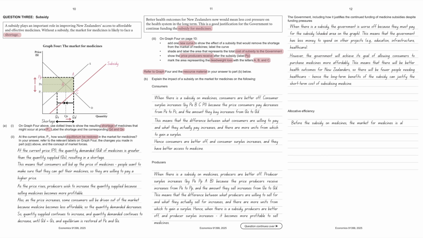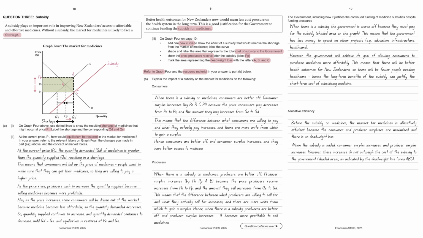So before the subsidy, the market for medicines was allocatively efficient because the consumer and producer surpluses were maximised and there was no deadweight loss. But when the subsidy gets added, consumer surplus increases and producer surplus increases. However, those increases do not outweigh the cost of the subsidy to the government, as indicated by the deadweight loss, which is area A, B, C.